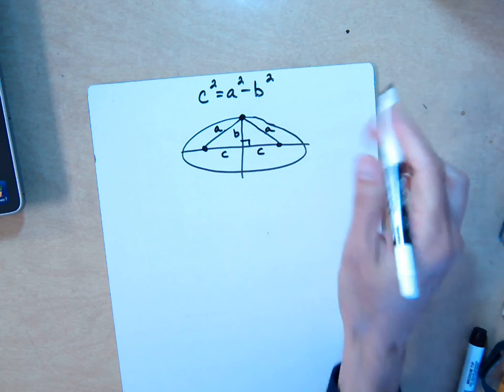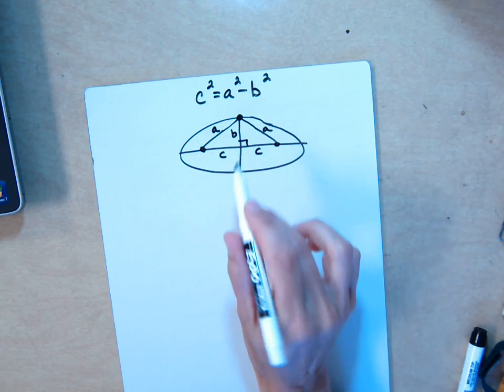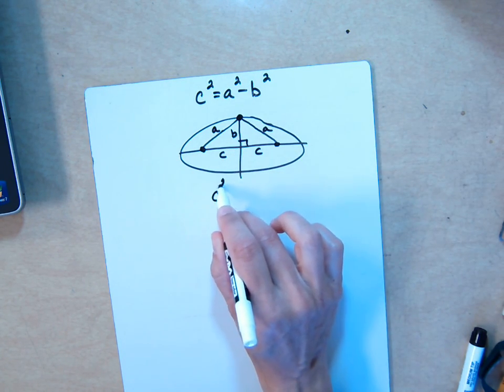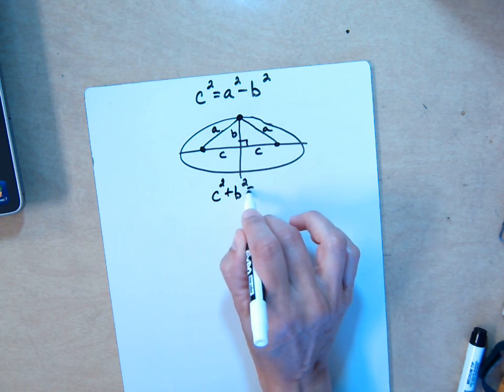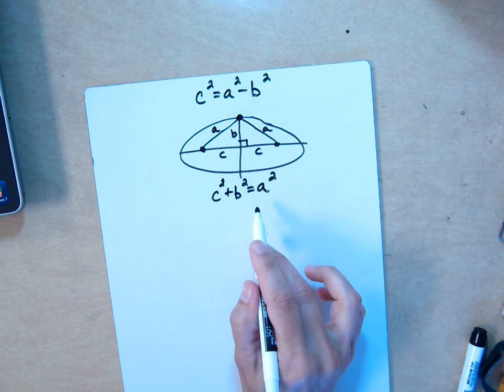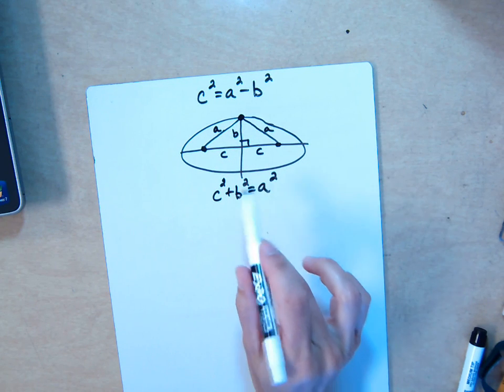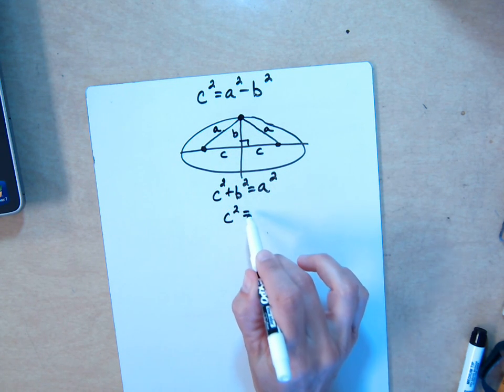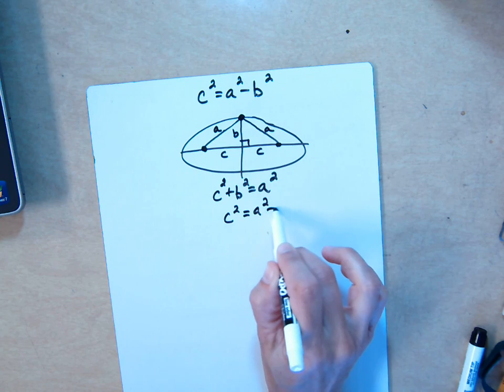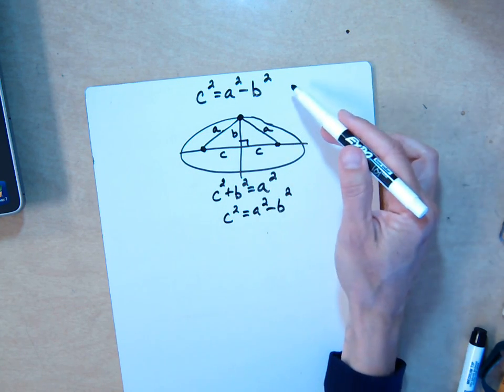So you can see from the picture that it's the Pythagorean theorem, but it's weird. It's C squared plus B squared equals A squared, if I just use this picture. So if I solve for C squared, I get C squared is A squared minus B squared. And that's where this formula comes from.